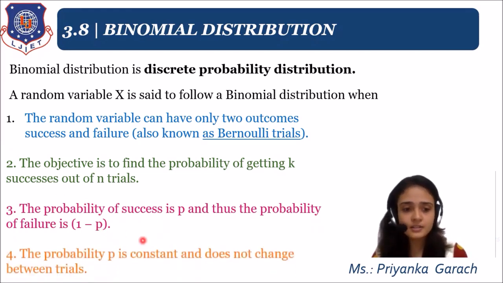The fourth rule is that the probability p is constant and it does not change between the trials. So you have to remember these properties of the binomial distribution.